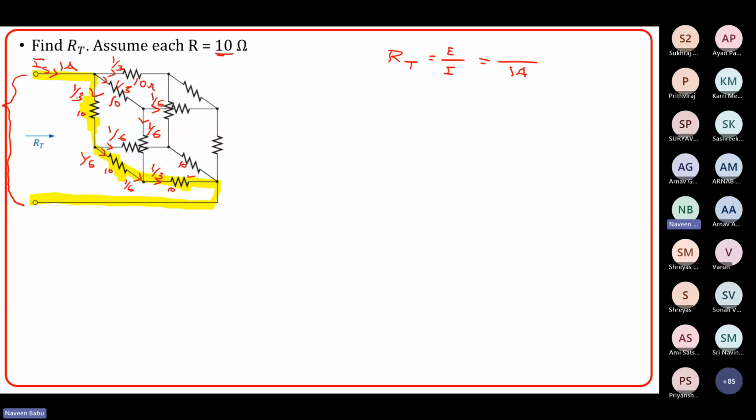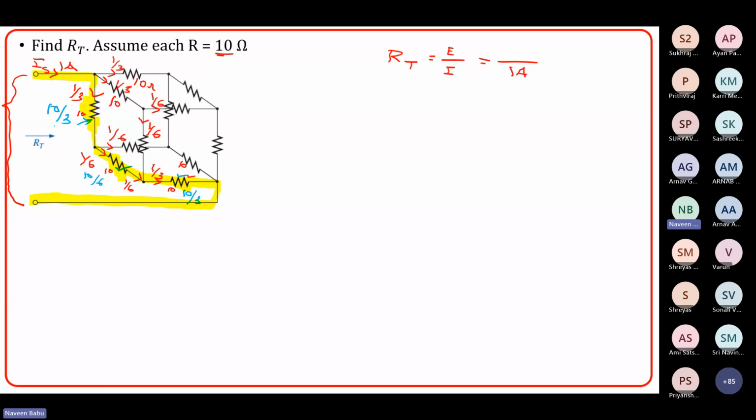So 1/3 multiplied by the 10 ohms resistor, so 10/3 will be the voltage drop across this resistor. Now 1/6 of the current flows here, and 10 ohms is the resistor, so 10/6 is the voltage drop across this resistor. And across this resistor, 1/3 of the current flows, so 10/3 will be the drop across this.